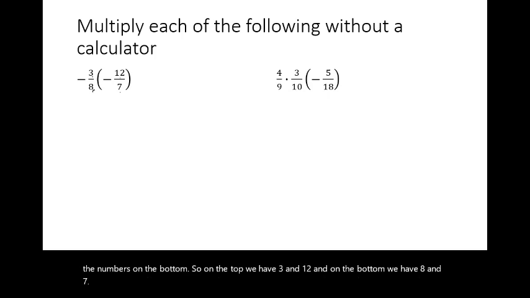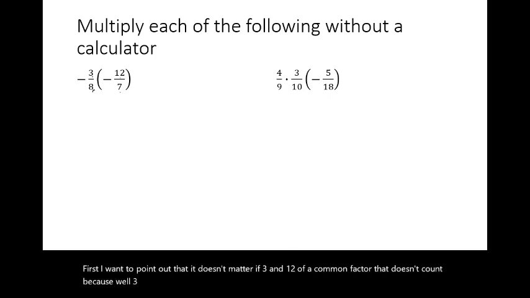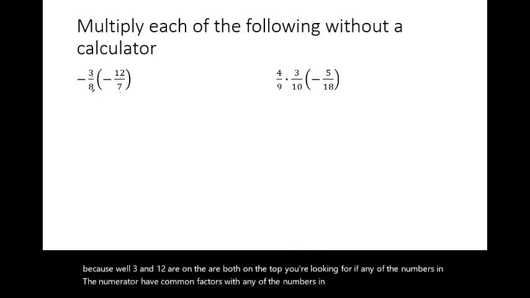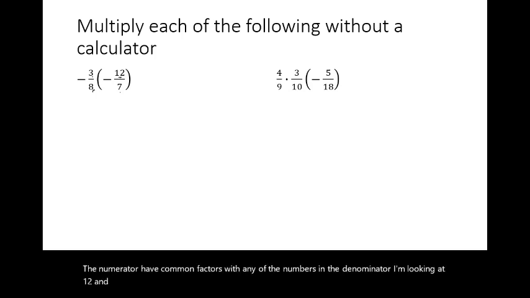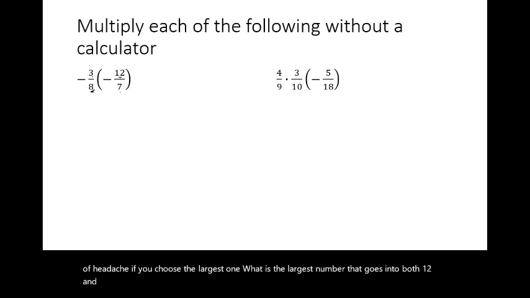First, I want to point out that it doesn't matter if 3 and 12 have a common factor. That doesn't count because 3 and 12 are both on the top. You're looking for if any of the numbers in the numerator have common factors with any of the numbers in the denominator. I'm looking at 12 and 8. Now, there's a couple of different common factors, and you're going to save yourself a lot of headache if you choose the largest one. So what is the largest number that goes into both 12 and 8? That is 4. So I'm going to take 12 and 8 and divide them both by 4.